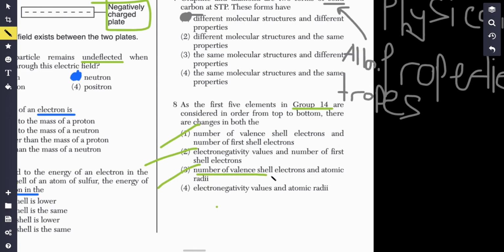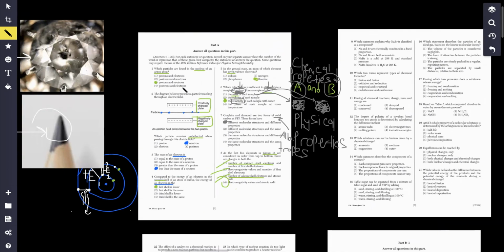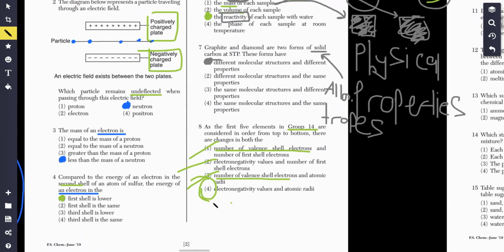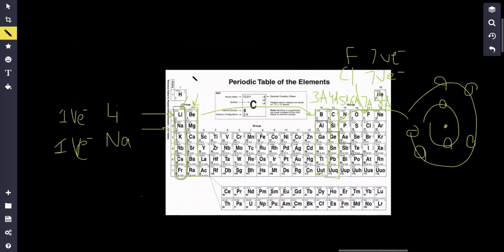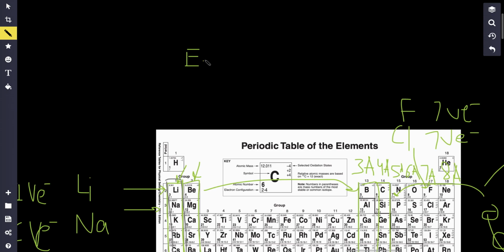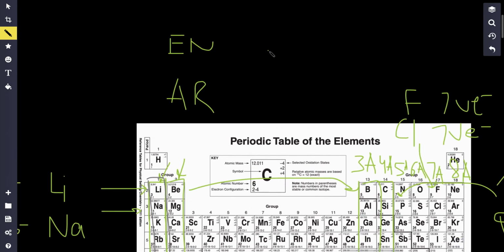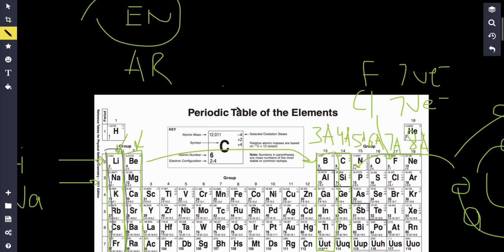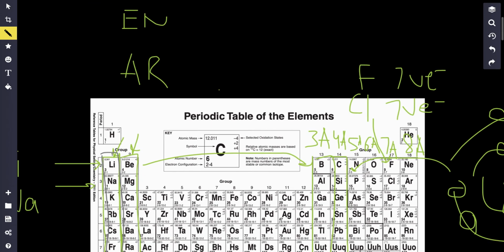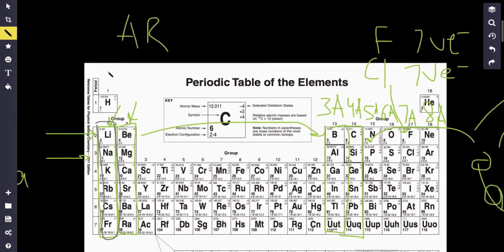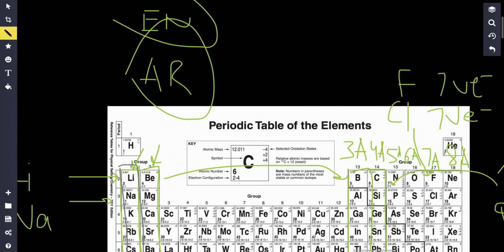This one has valence shell electrons, right? But we know that that's the same in atoms of the same group, so it has to be electronegativity. Now, it's also good to explain why. Why does electronegativity change throughout a group, and why does atomic radii change throughout the group? So, electronegativity, I'm just going to say EN, and we also have atomic radii. Electronegativity is basically how well an atom attracts an electron. Actually, let's talk about atomic radius first, because then electronegativity makes sense.